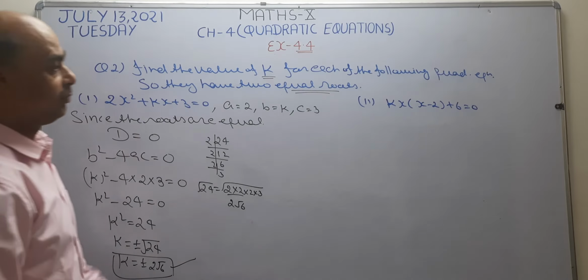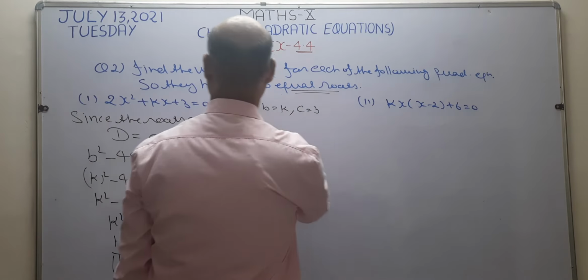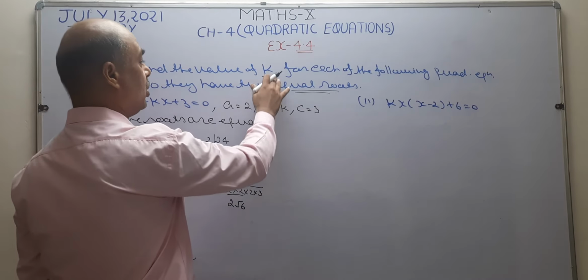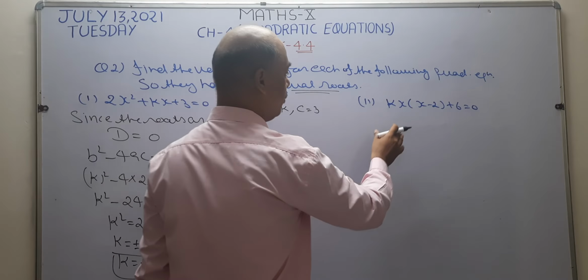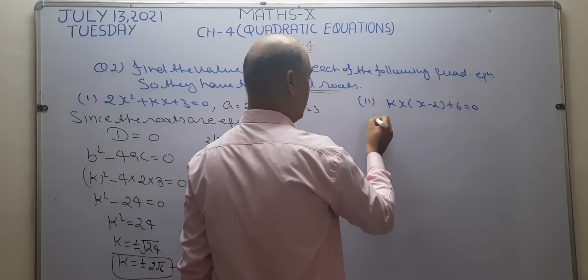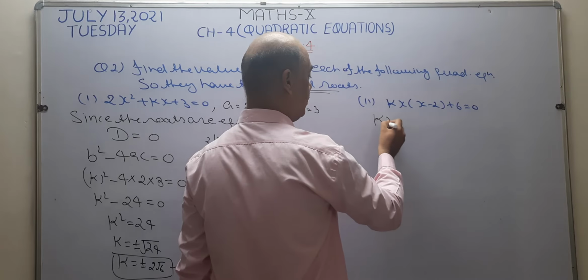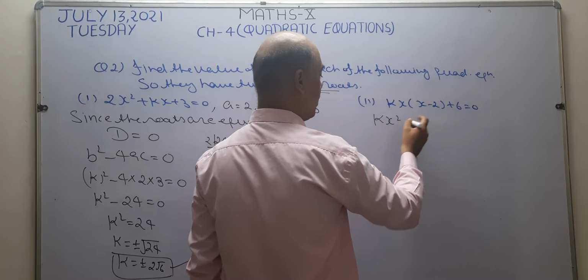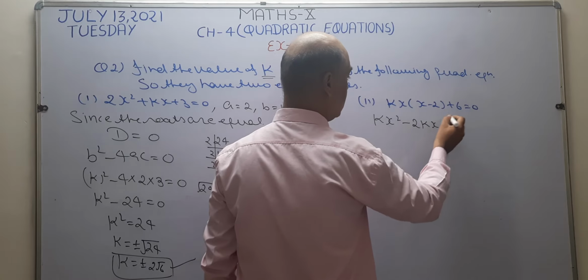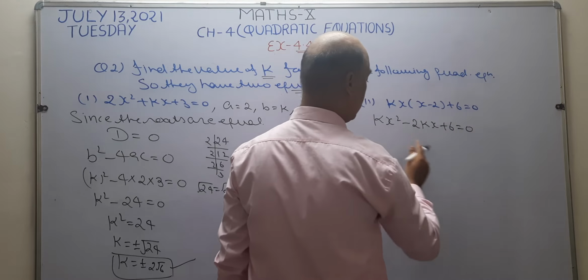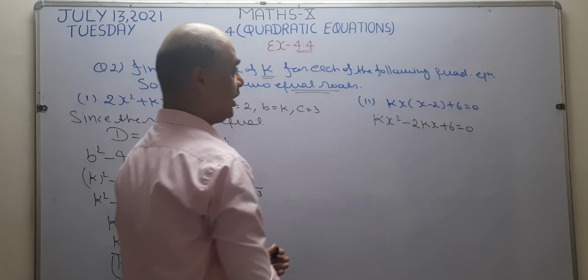Now I want to solve the second part. Again, a condition is given. For equal roots, you have to find the value of k. First, I want to open this bracket. So this becomes kx into x, kx square. kx into minus 2 becomes minus 2kx plus 6 equal to 0. Okay? This is the required quadratic equation.